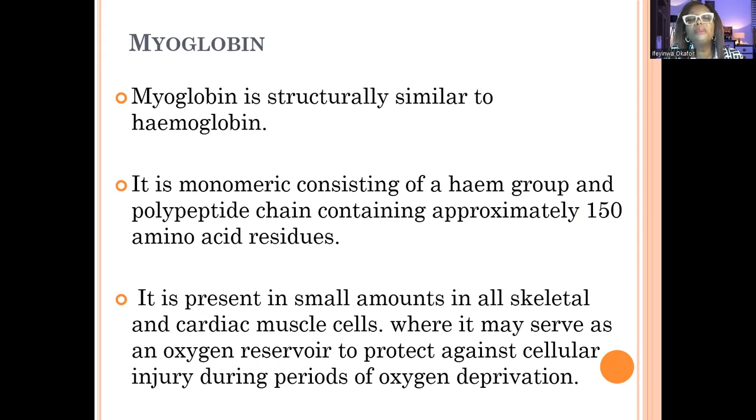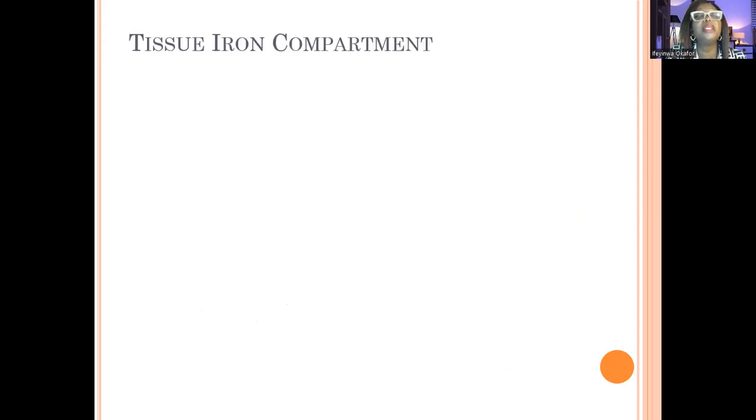Myoglobin is present in small amounts in all skeletal and cardiac muscle cells, where it may serve as an oxygen reservoir to protect against cellular injury during periods of oxygen deprivation. This myoglobin contains about 130 milligrams of iron and takes up about 3.5% of total body iron content.